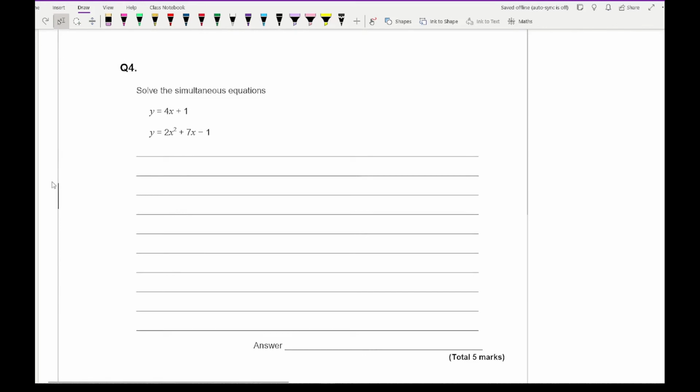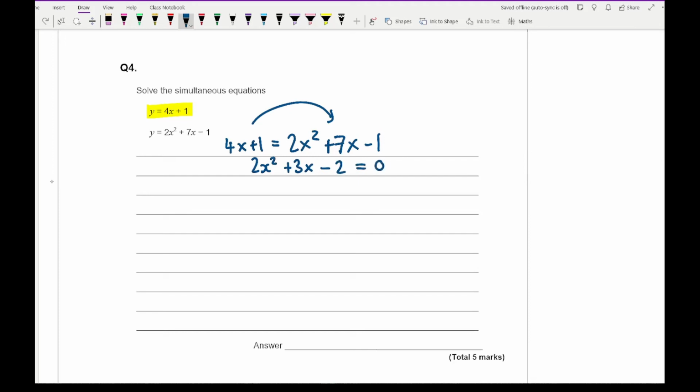So again, worth 5 marks here because there's no rearranging of the linear equation. So here, let's have a look. This is my linear equation. I've already got y as the subject, so I just need to substitute it in. So I've got 4x plus 1 equals 2x squared plus 7x minus 1. Taking all of this to the other side, we end up with 2x squared plus 3x minus 2 equals 0.